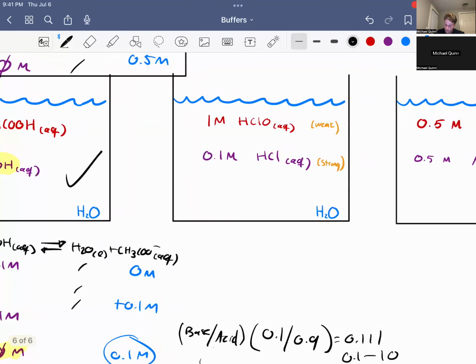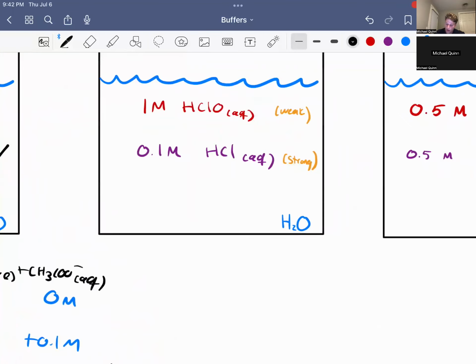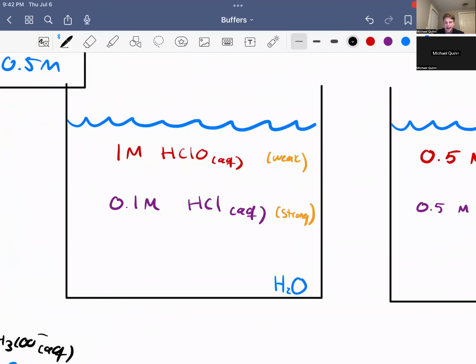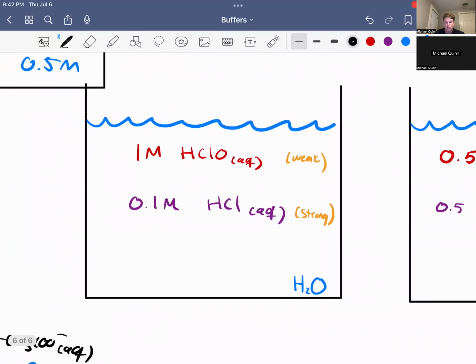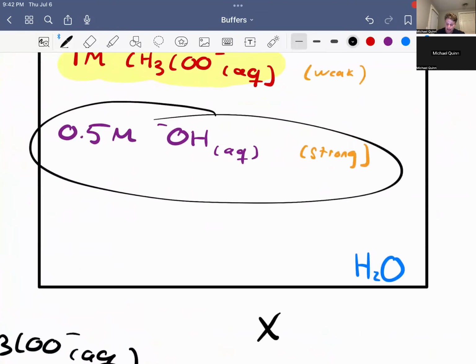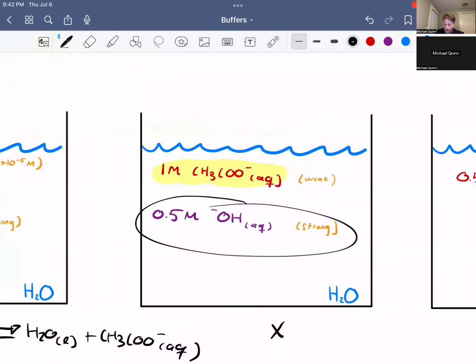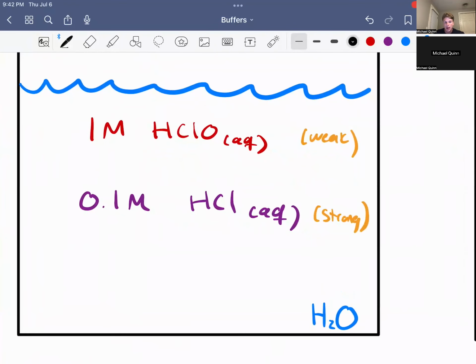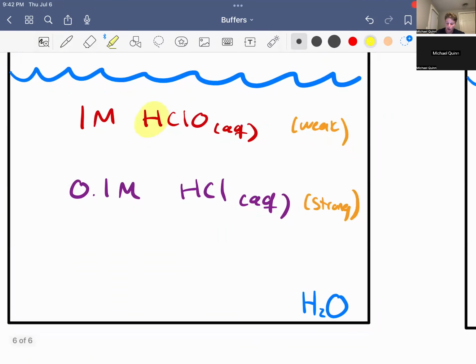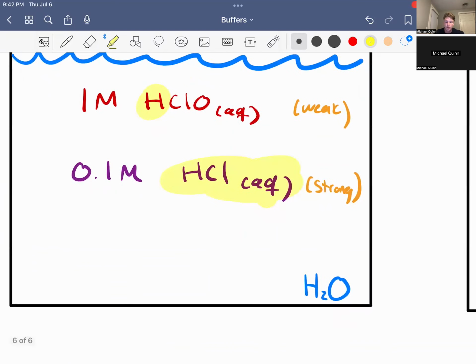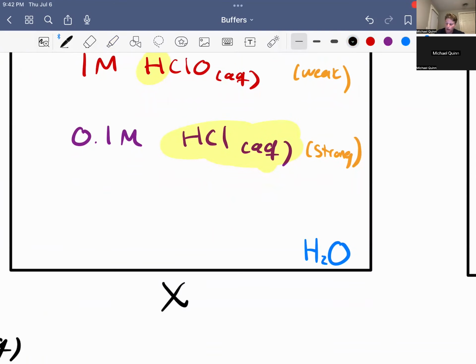So moving on, we have 1 molar of HClO, which is a weak acid, and 0.1 molar of HCl, which is a strong acid. So like we saw before, in this example where we had a base and we added a strong base, we have a weak acid. In order to make a buffer, we would need to titrate this with a strong base to remove this hydrogen to make some conjugate base. However, we made a mistake when we ran this titration and we added a strong acid instead. Mixing an acid with an acid is not going to help us. This is not going to be a buffer.